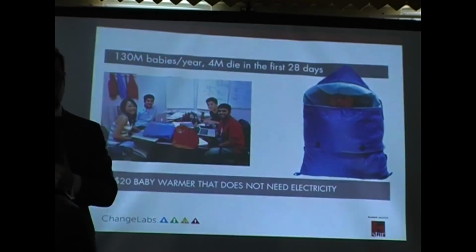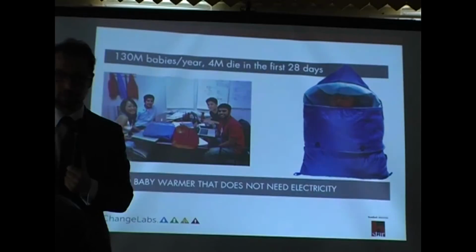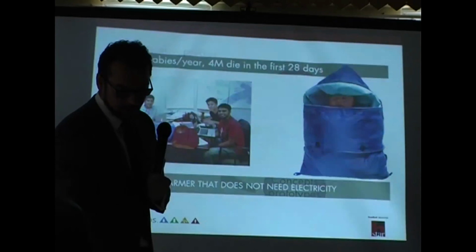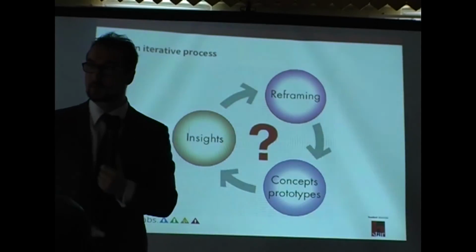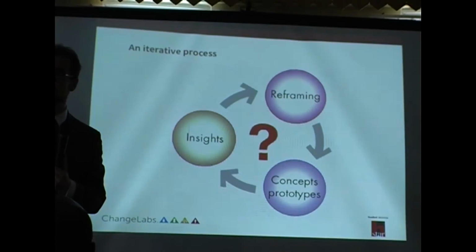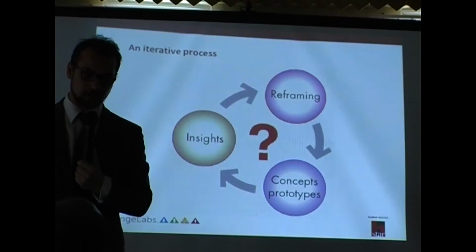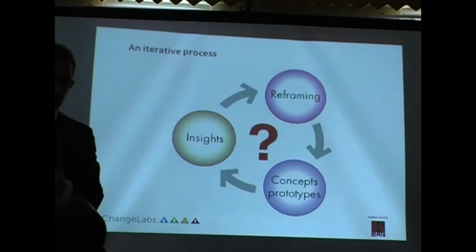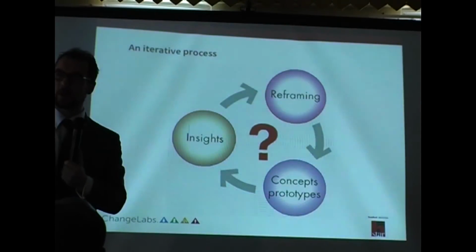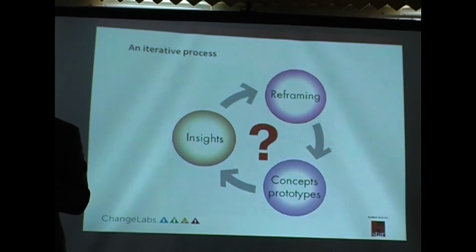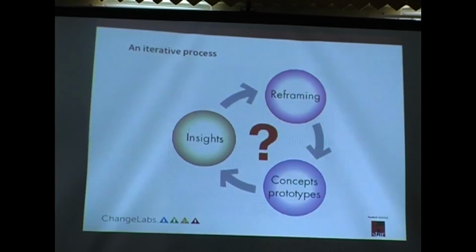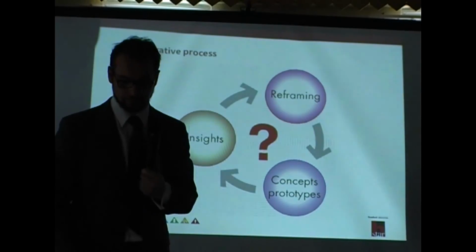So it's a $20 baby warmer, doesn't need electricity, and like most good Stanford ideas, it's become a business, and they've been saving a number of lives and also making some money out of it. So that was an example of how iterative the process of design thinking really is. You're constantly reframing, coming up with prototypes, and those prototypes will then generate other insights.